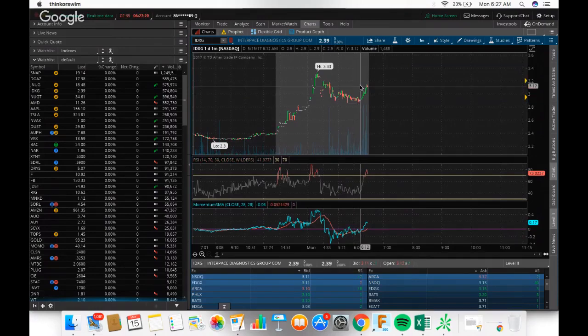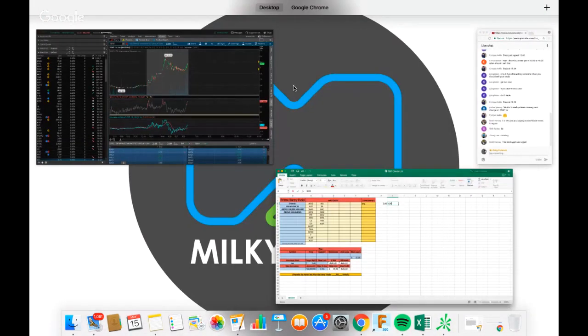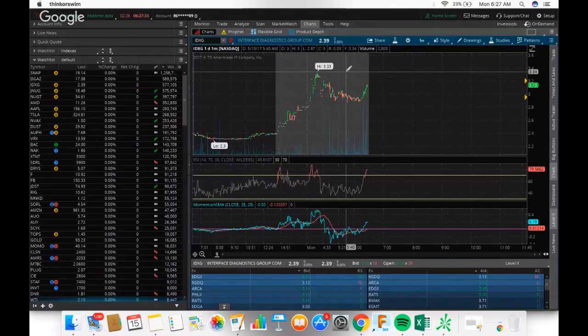So support, resistance, and then I just go here and I'm going to put IDXG. And then support is at $2.85. Resistance is at $3.20, way more than 10% profit. So this definitely can be one. If the market opens with a nice little pullback, again, it previously closed at $2.40.